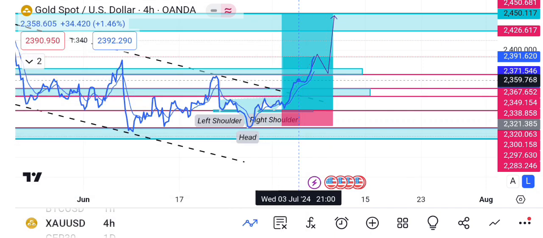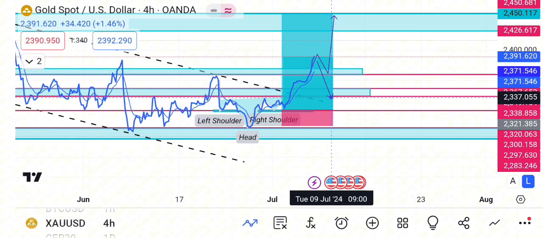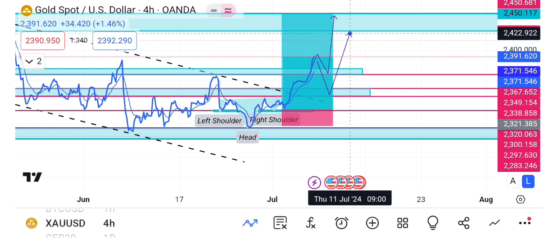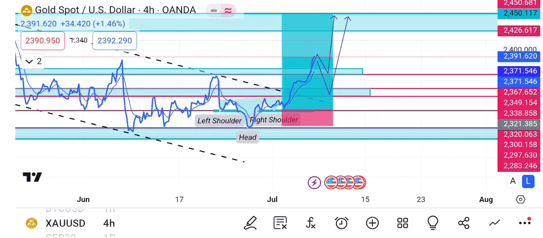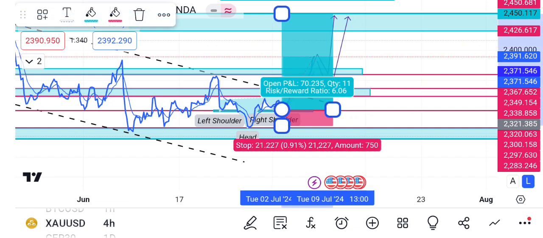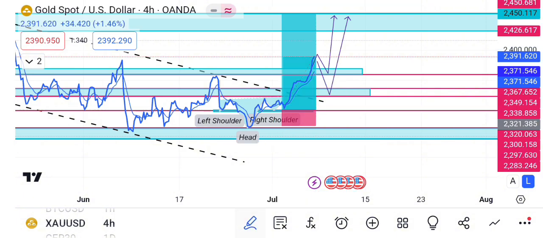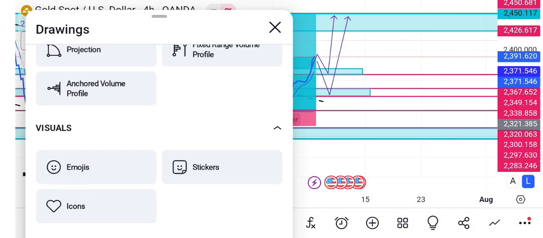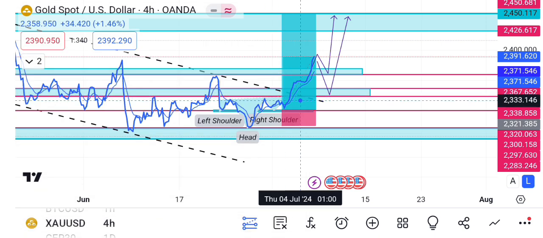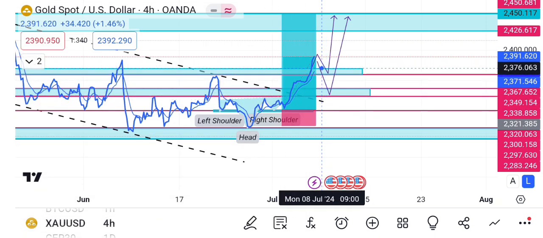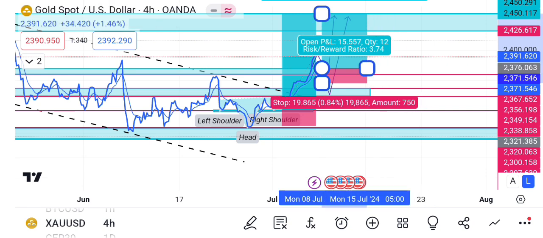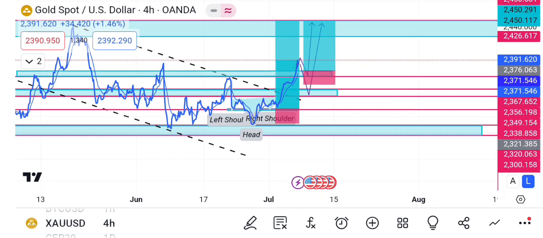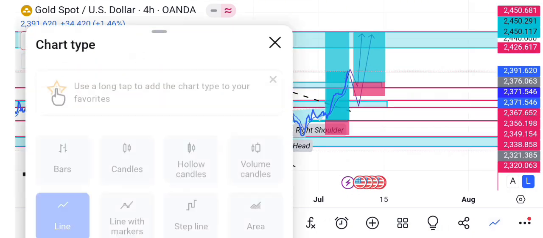Price might come, you know. That's it, guys. That's it for gold. Yeah, that's it for gold. So I'm going to be switching up to other pairs.